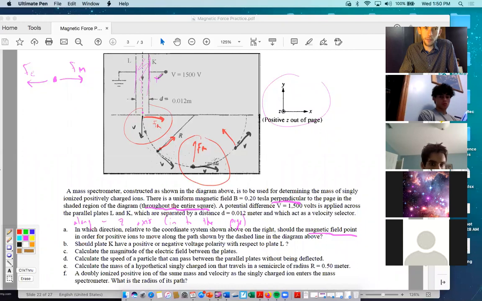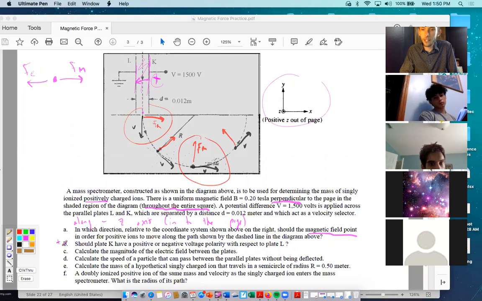Positive, because remember, guys, these are positively charged ions. I need the electric force to be pointing to the left. For a positive particle, that's going to agree with the way the field points, and the field always points from positive to negative. So I need the field to point that way. So K has got to be positively charged.